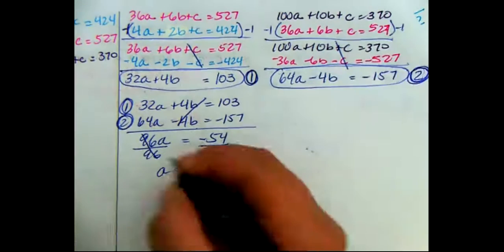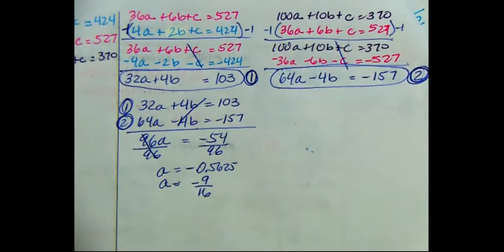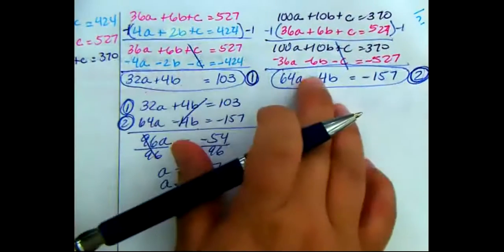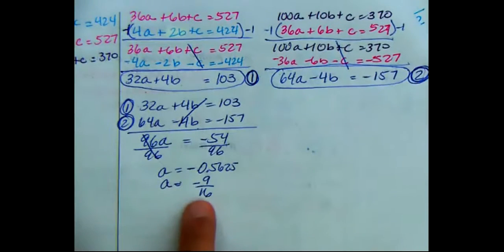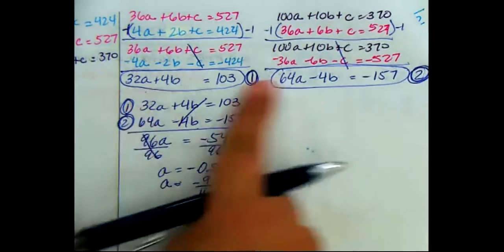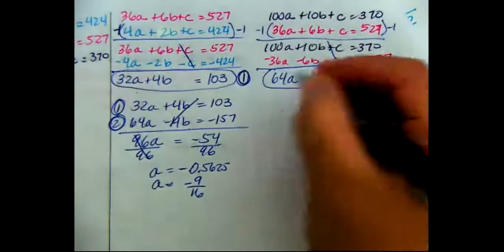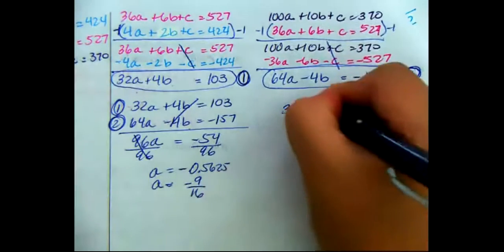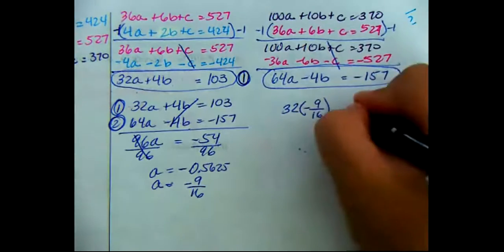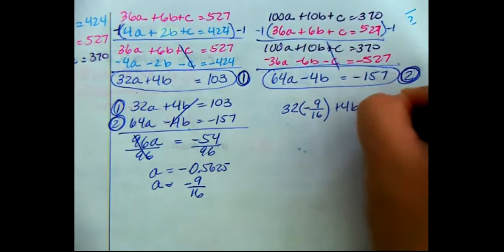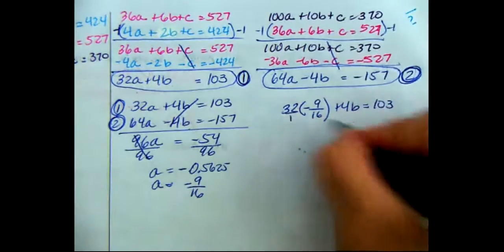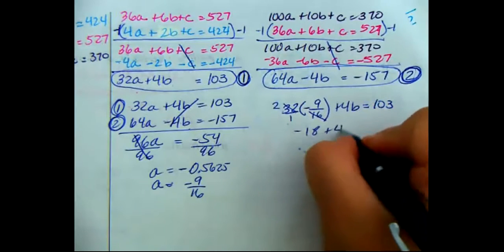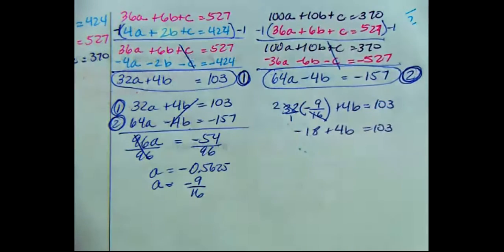So that's your A. So then what do you do with this A? You take it back and you plug it into one of these guys to get B. Okay. Either one of these would actually be great, but I just want to do the first one. So I take my A and I plug it in. Negative 9 over 16 times 32 plus 4b is equal to 103. The 32 over 1 here is going to cancel that. That'll be a 2. That's going to be negative 18 plus 4b is equal to 103, right?